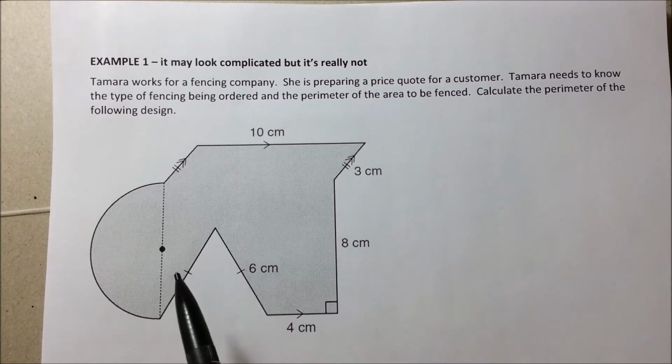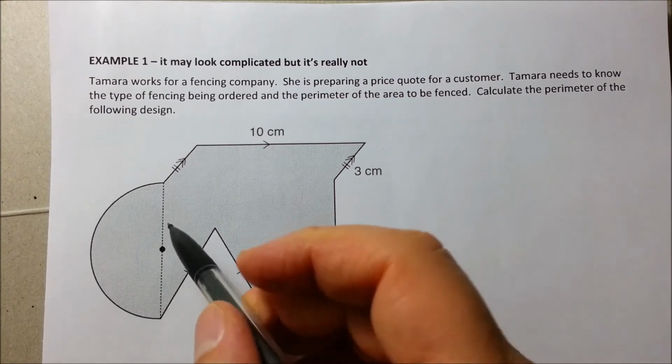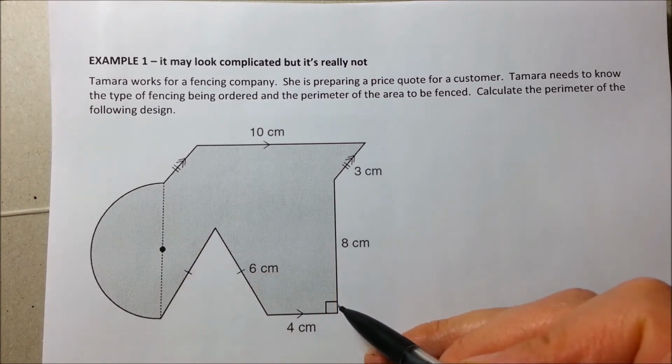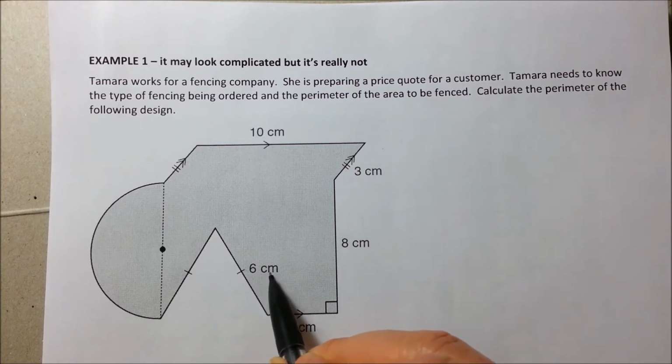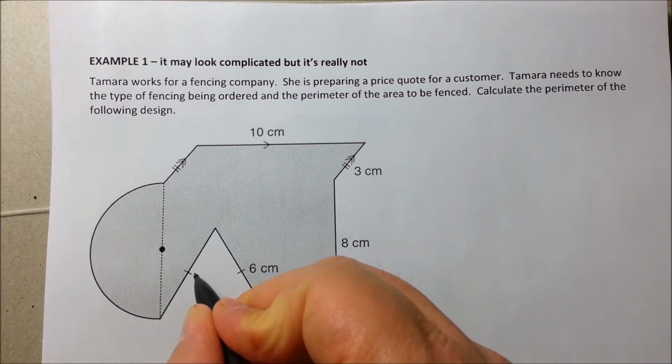So clearly we have a composite figure here, a composite shape. Now they just want us to find out the perimeter of the shape. So, let's begin by collecting what we can easily collect. For example, here, 6 centimeters. This is 6 centimeters. This is also 6 centimeters.